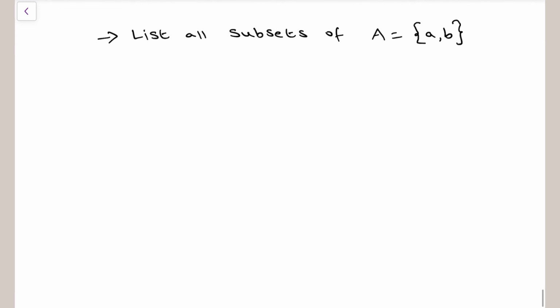List all the subsets of the set A equals A comma B. Writing all the subsets is very easy. First write individual elements, then go with two elements. So individual element A, then individual element B, then both elements together A comma B, including the empty set. So these are the subsets of the given set A comma B.